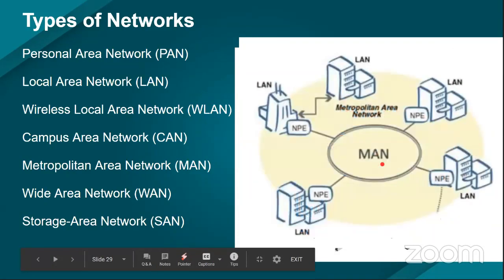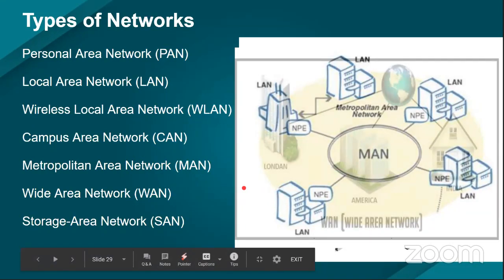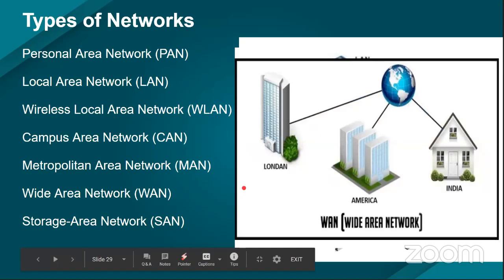Metropolitan area network means if you have, in the same city, five different offices, each office uses a LAN only, but all the LANs are connected in the metropolitan area network. A wide area network is used across different countries. The same company accessing London, America, and India uses a wide area network.